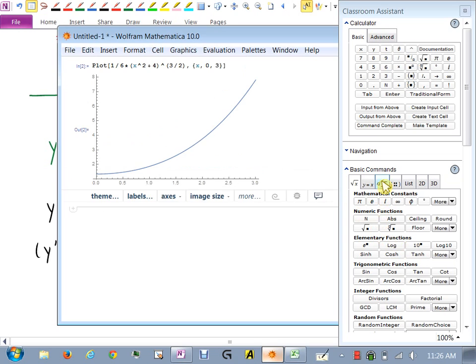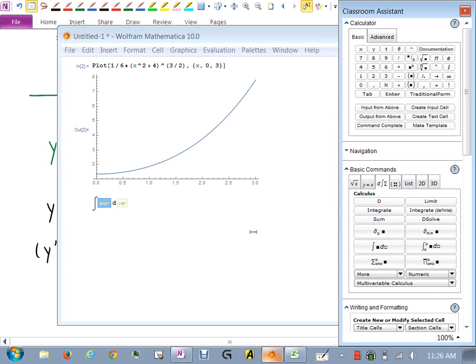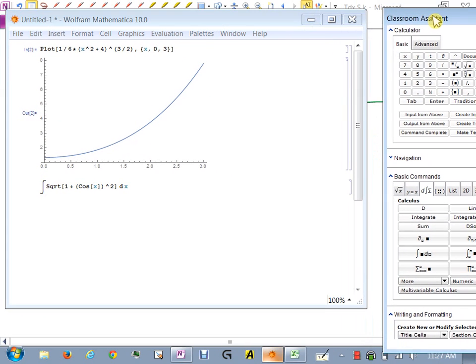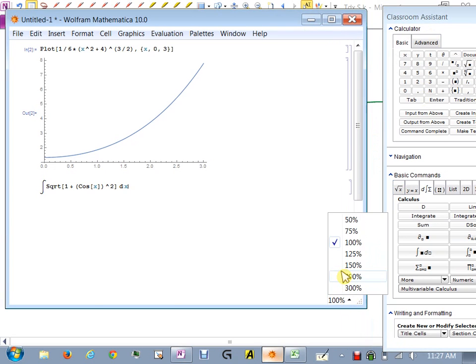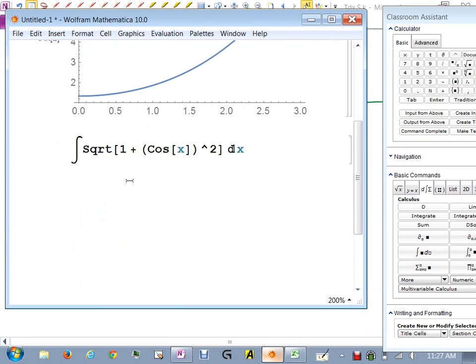Let's ask Mathematica, which is the same as asking Wolfram Alpha, what the integral of the square root of 1 plus cosine x squared is. And actually I'm asking for the indefinite integral, so I'm not putting limits of integration on here, which means that I just want to see if it can handle the antiderivative. Can it just give me the antiderivative function?